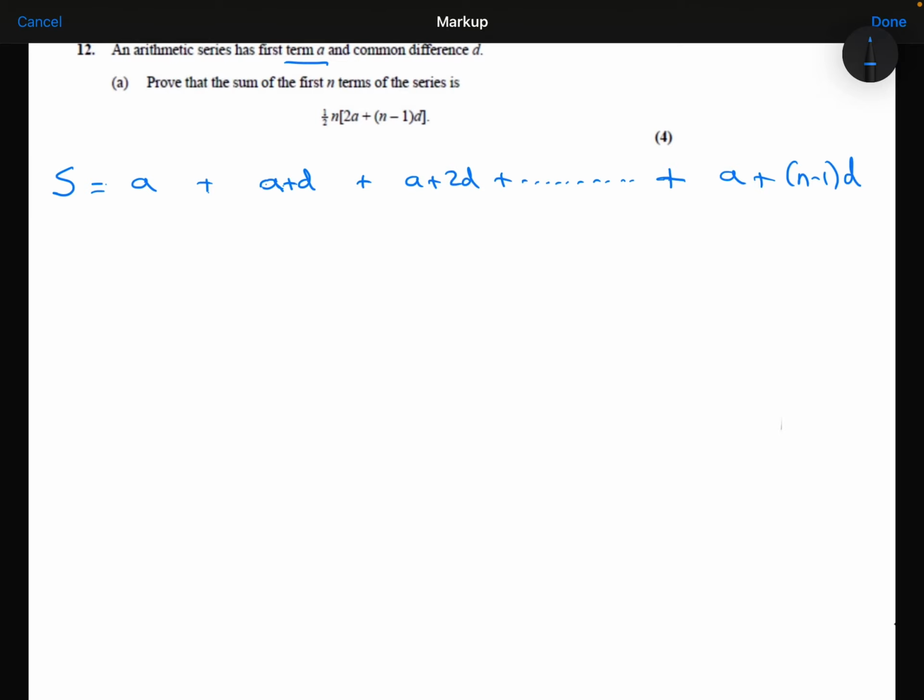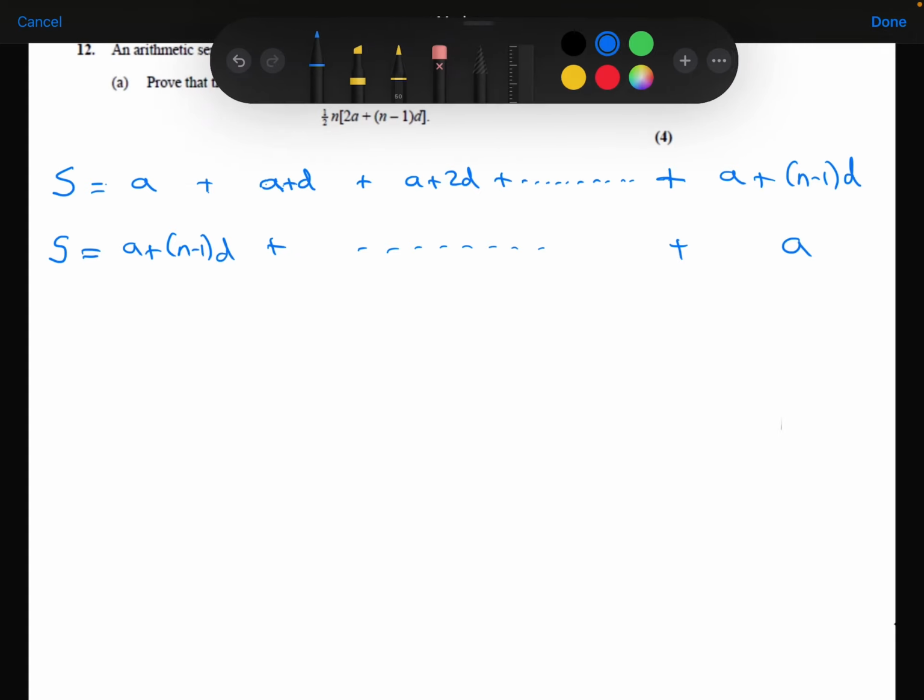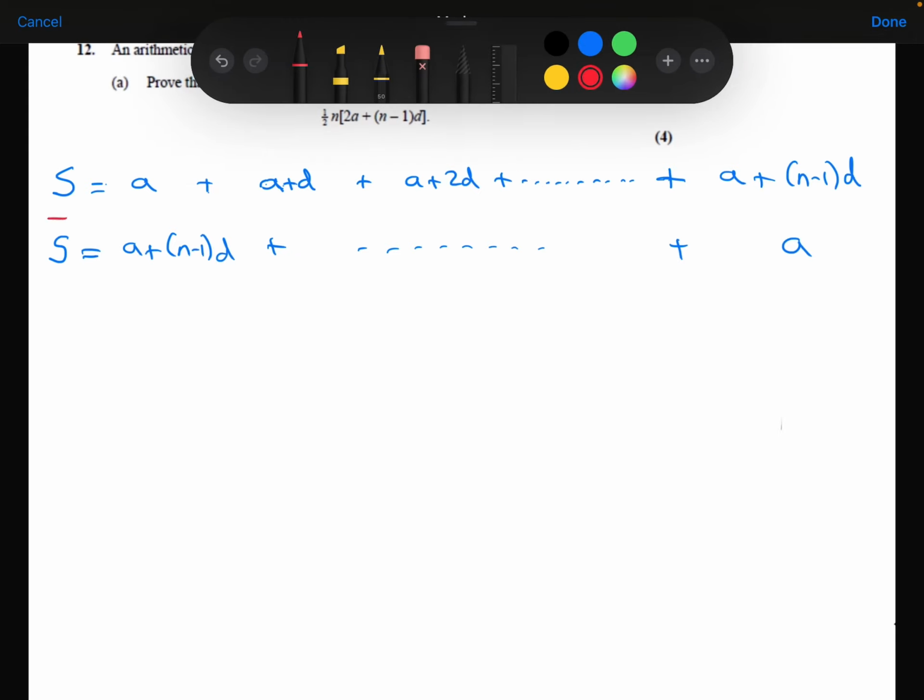Right, I am now going to copy down that exact same thing but in reverse. So I'm going to write the last term first, and the first term last. Then what I'm going to do is add the top row to the bottom row. So add on the left hand side and add everything on the right hand side.